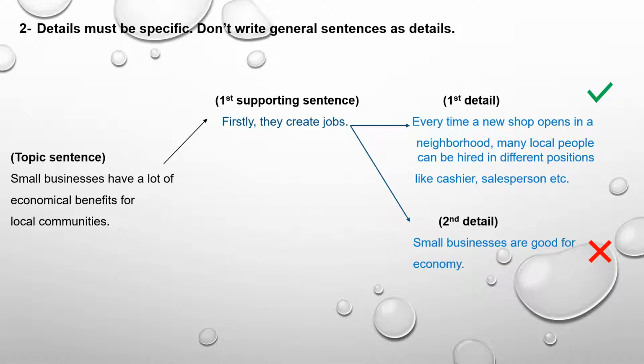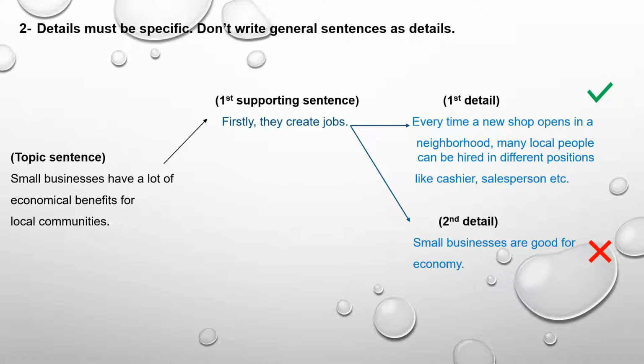Every time a new shop opens in a neighborhood, many local people can be hired in different positions like cashier, salesperson, etc. So the first detail is giving exactly what I need, which is a specific piece of information about what I said in my supporting sentence. They create jobs. I'm giving specific examples of the jobs that are being created and how these jobs are being created. That's a very good detail. But what about the second detail?